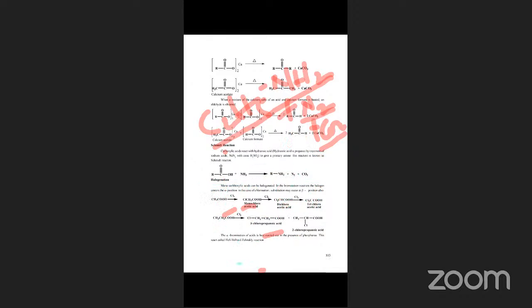C2H5 C double bond OH. Just put C2H5 in the presence of R in both places. That is the Schmidt reaction. Okay, so this is the second chemical property.